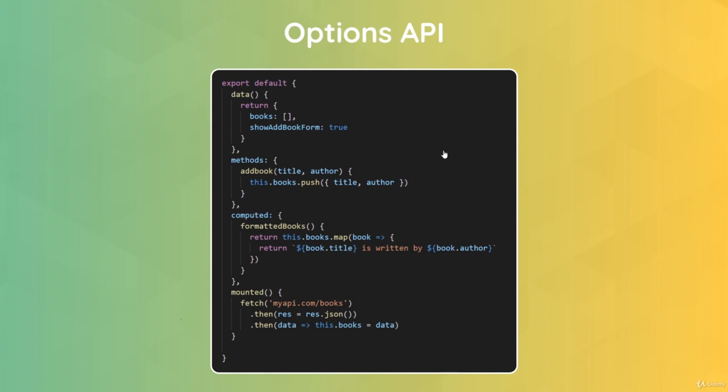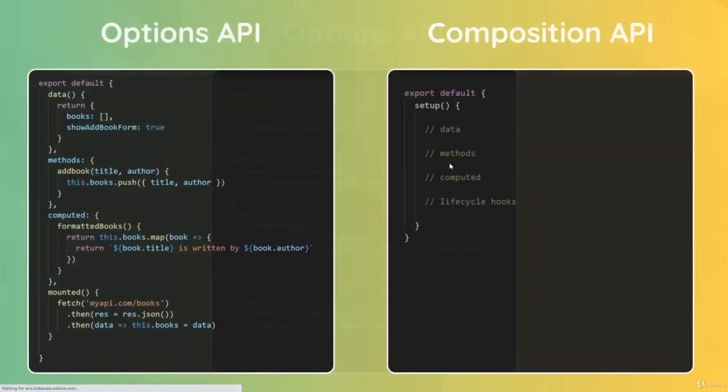But with the release of Vue 3, Vue now allows us another way to create Vue apps using what's known as the Composition API. Now, when we use the Composition API, we basically get access to a setup hook or a setup function inside our component object. Inside the setup is where we will put all of our component data, methods, computed properties, and lifecycle hooks.